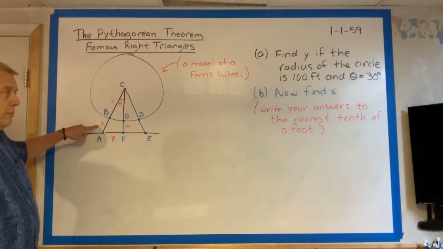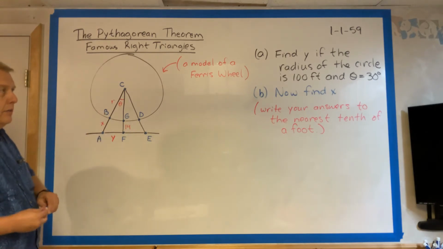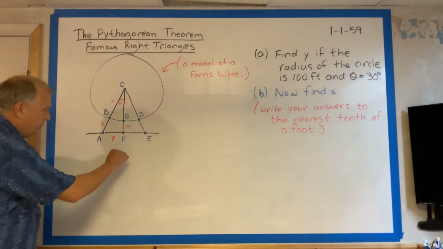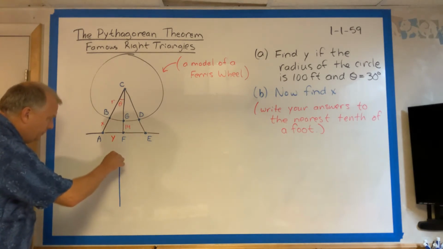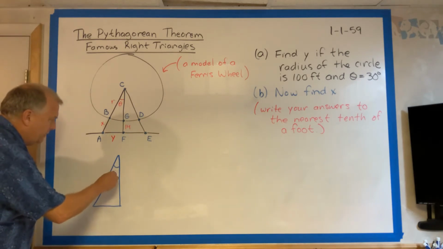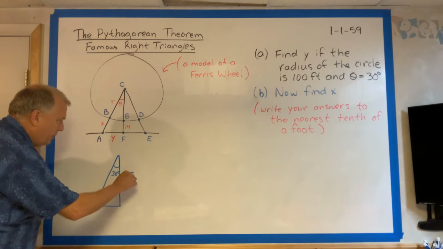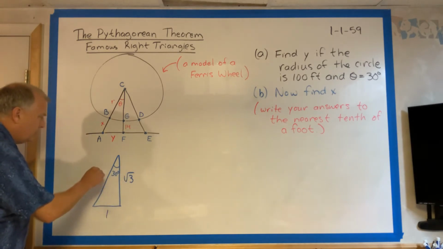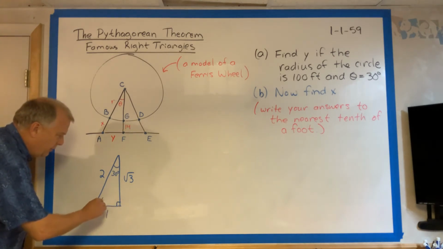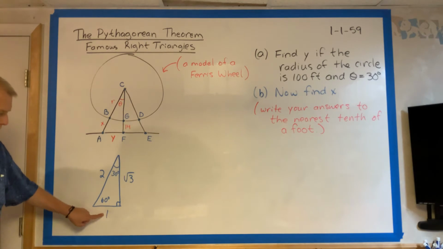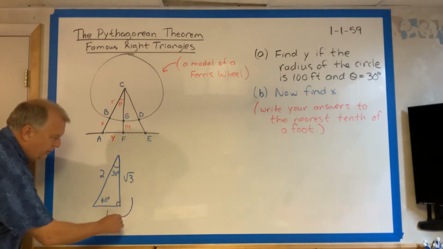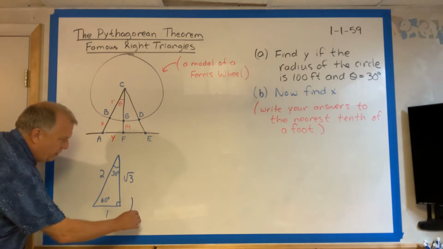And they must not be exact values. The author says, let's round this to the nearest tenth of a foot. Okay, so let's think about a 30, 60, 90 triangle. This isn't exactly 30 degrees, but how do we go from the long side to the short side to the hypotenuse in a 30, 60, 90 right triangle? We go from the short side to the long side by multiplying by root 3, and we go from the long side to the short side by dividing by the square root of 3.